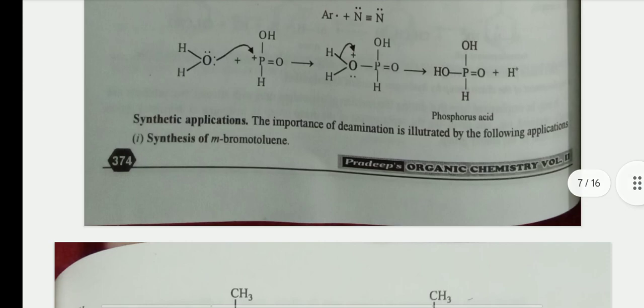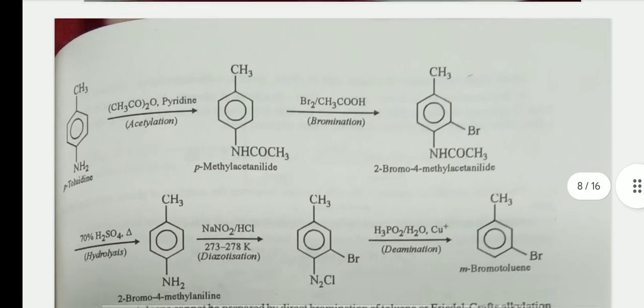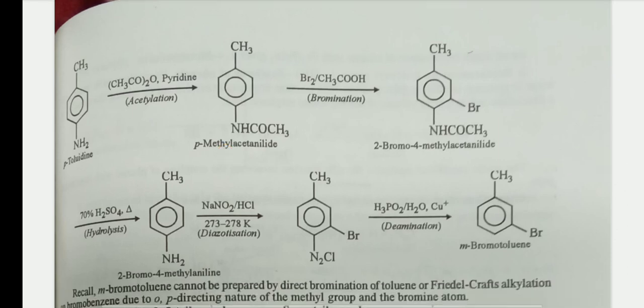Synthetic applications. The importance of deamination is illustrated by the following application: synthesis of m-bromotoluene. p-Toluidine is treated with (CH3CO)2O, pyridine; acetylation gives p-methylacetanilide. This is treated with Br2, CH3COOH, that is a bromination reaction, which gives 2-bromo-4-methylacetanilide.